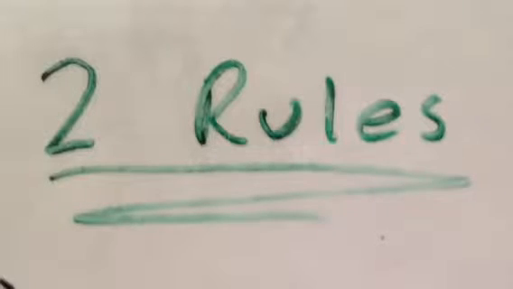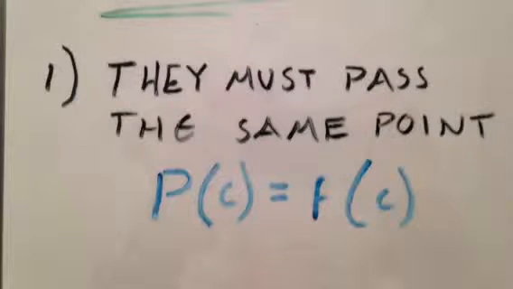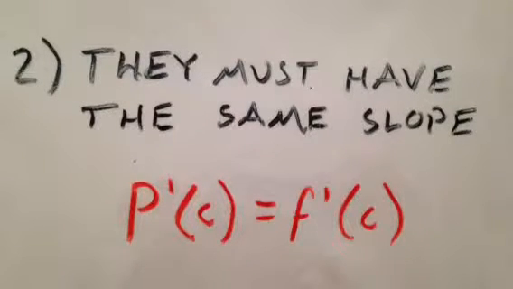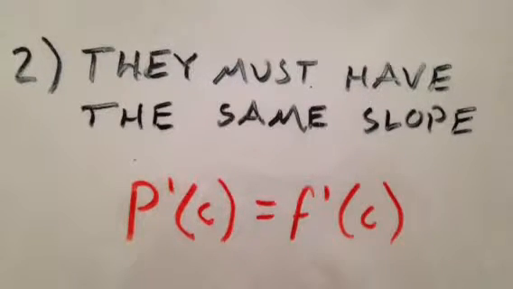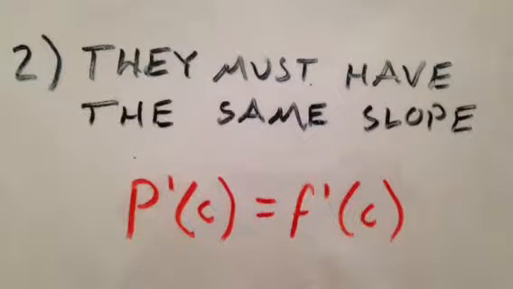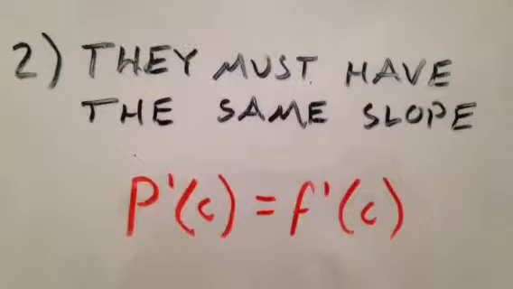Alright, so before we start, there are two rules. The first rule is that since the graphs have to resemble each other, they have to pass the same point, which is C. So you have to keep in mind that P of C equals F of C. The second rule is also very simple. It states that at least at C, both graphs have to have the same slope. So P prime C equals F prime C.